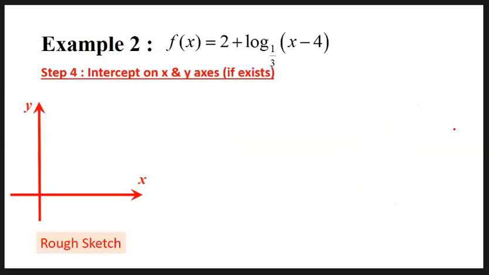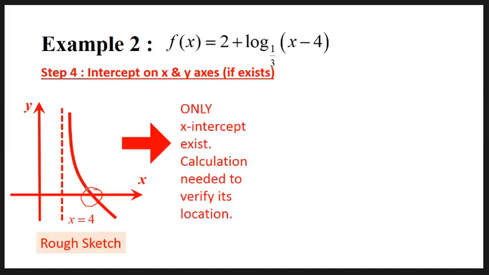Next, step 4, we would like to find the x and y intercept, but before this, let us observe from the rough sketch whether they exist in our graph or not. With the help of the special line, which is the asymptote x equals 4, and the shape of the graph that we found just now, we find that in this case we are going to have an x-intercept only. There is no y-intercept, so we shall not waste time finding the y-intercept, but just focus the calculation on the x-intercept.